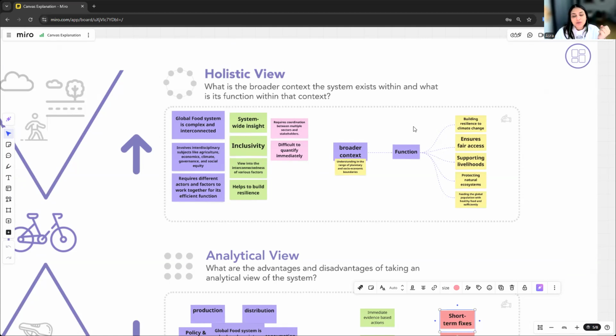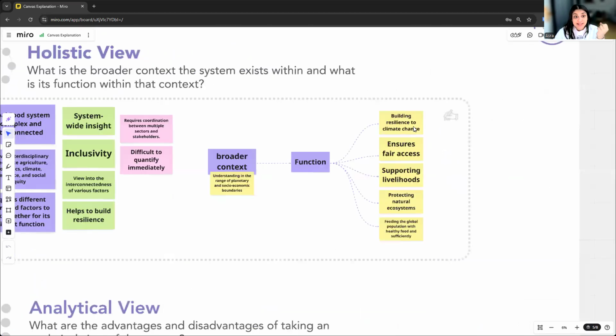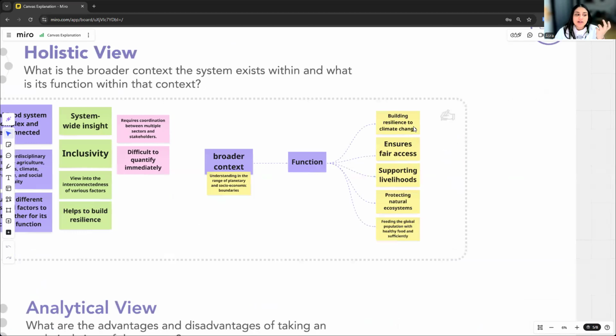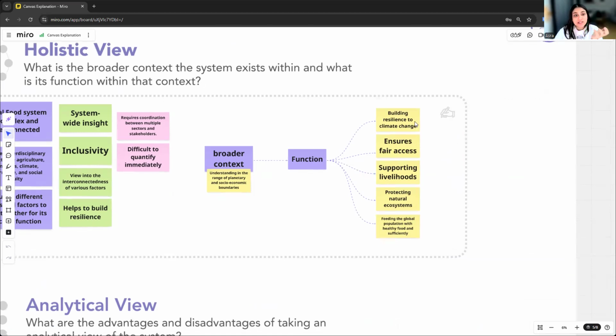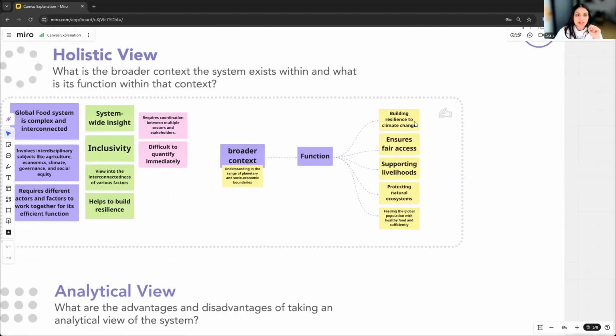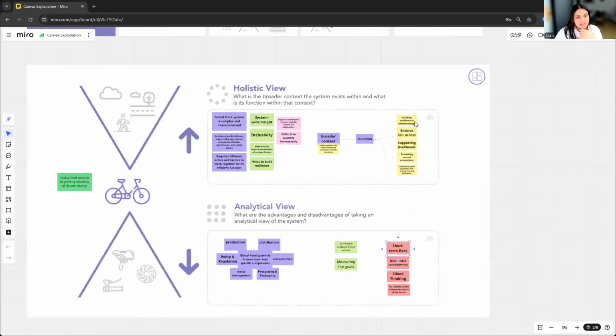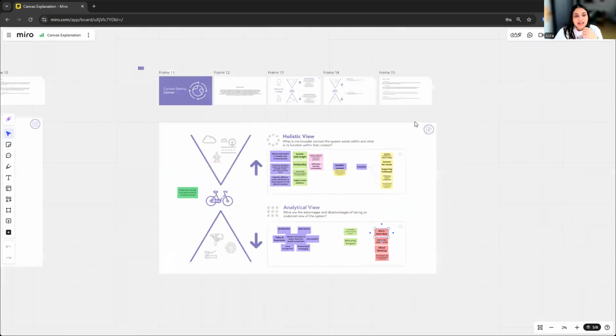So, how do we define the broader context and the function? Broader context is really to understand the range of planetary and socioeconomic boundaries. Function is it helps build resilience to climate change, ensures fair access, supports livelihoods, protects natural ecosystems, and helps feed the global population with healthy food and with sufficiency. So this is how the canvas looks.